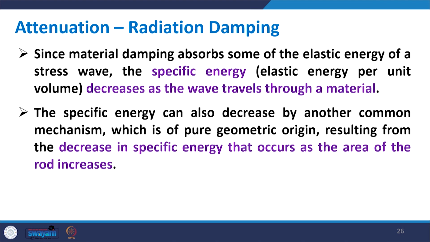And the specific energy can also decrease by another common mechanism, which is of pure geometric origin. This decrease in specific energy occurs as the area of the rod increases. So, when the rod area increases, what will happen? Suppose this is my rod. If the area is constant, then it is okay. But if I increase the area of the rod, what will happen?